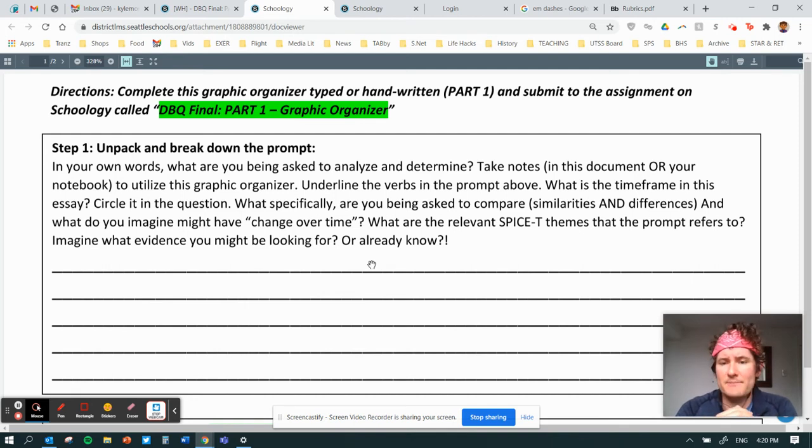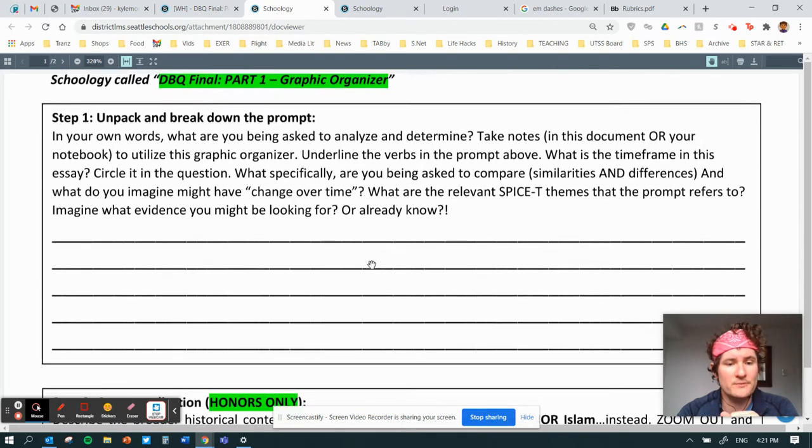Underline the verbs in the prompt. What is the time frame? Circle it in the question. What specifically are you being asked about similarities and differences? And what do you imagine might have changed over time about these attitudes towards merchants and trade? What are the relevant SPICE-T themes that this prompt is asking you about? And imagine what evidence you might be looking for or that you already know.